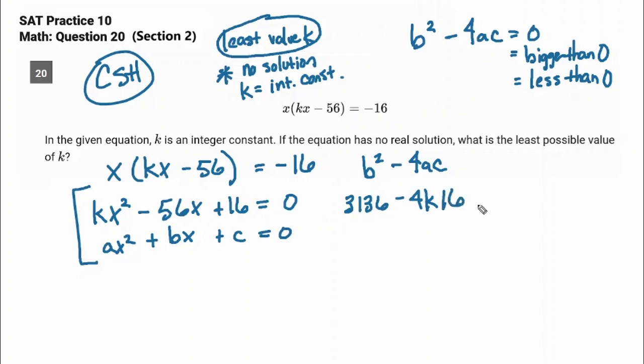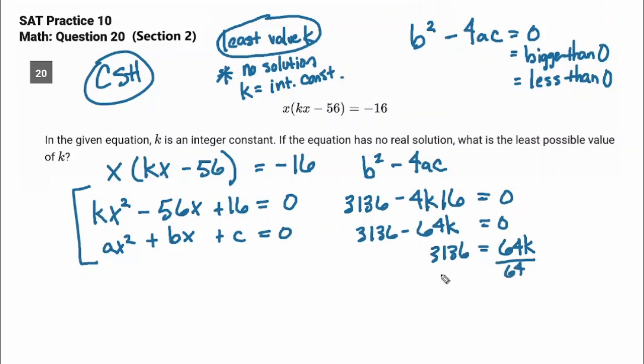All right, here's some dirty math. I'm just going to make this equal to 0. See what happens if I have one solution. So it's 3136 minus 64k equals 0. I'm going to move the 64k across the equal sign so it's positive. Simple algebra, 3136 equals 64k. Divide both sides by 64 on your calculator. And if you have one solution, then k is 49.